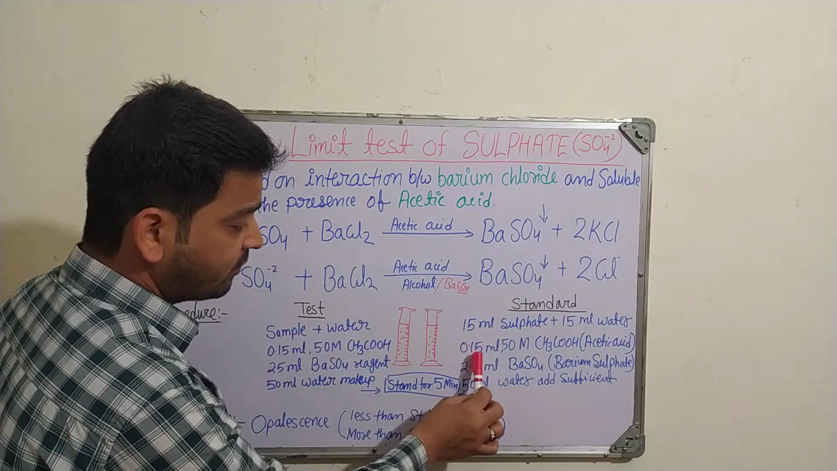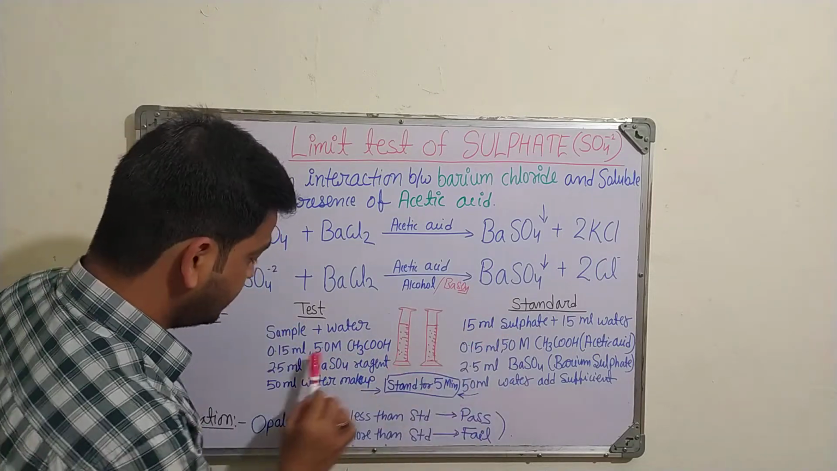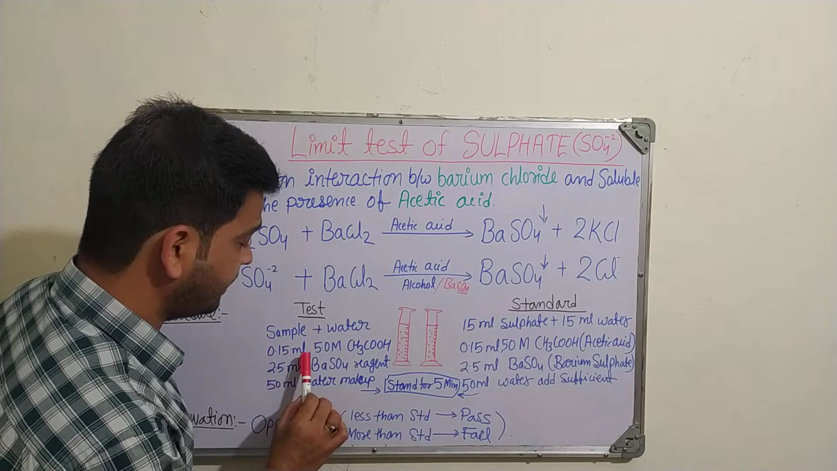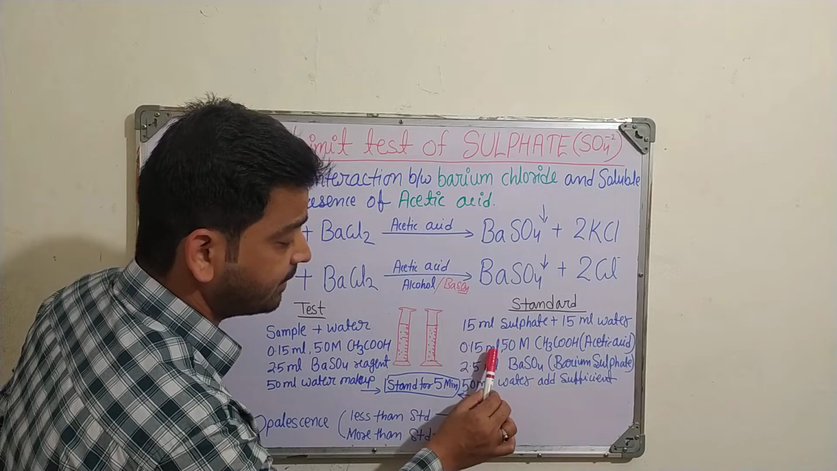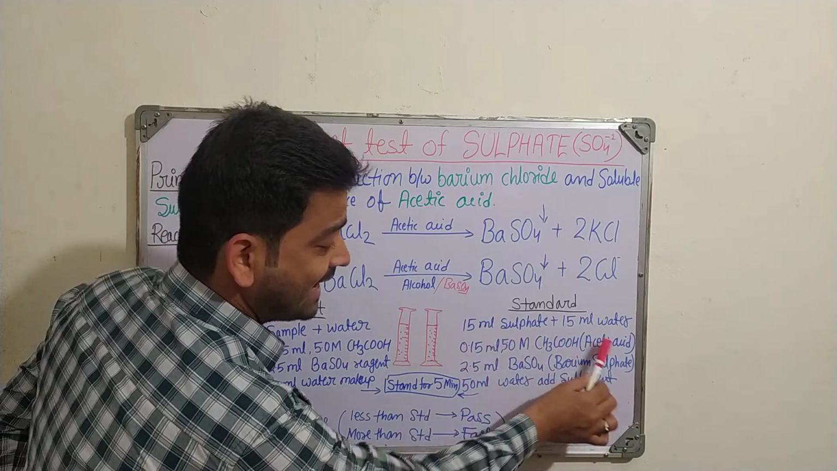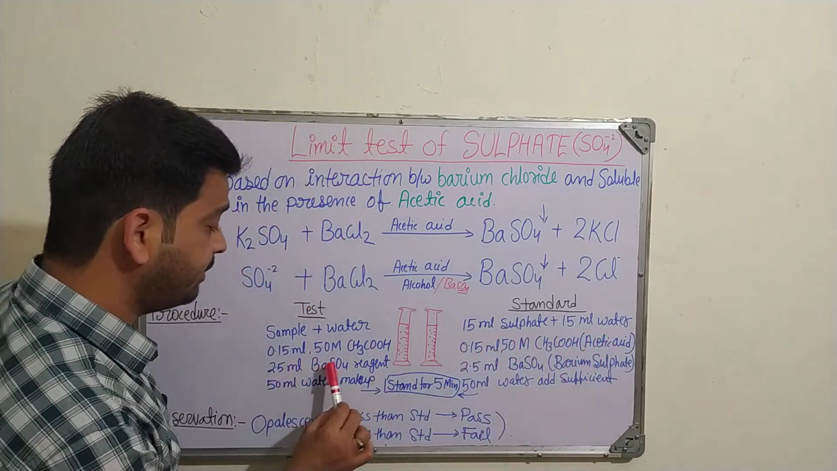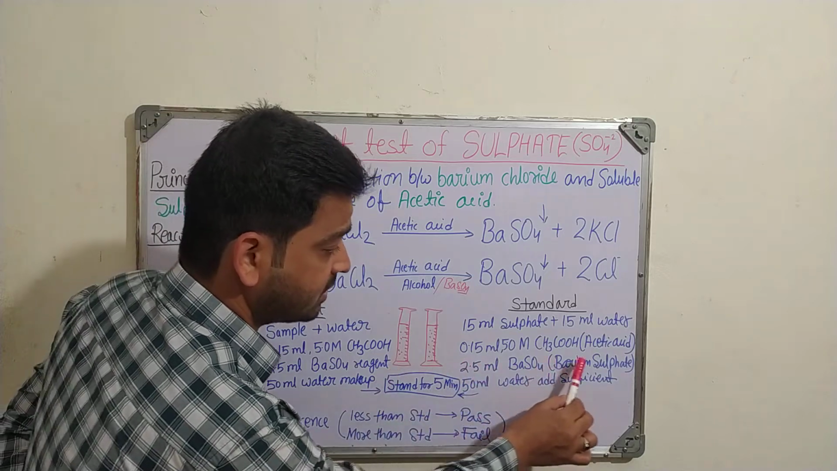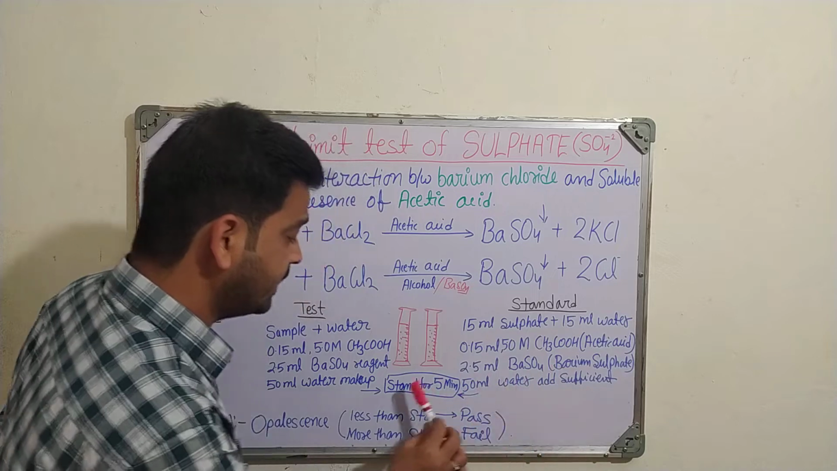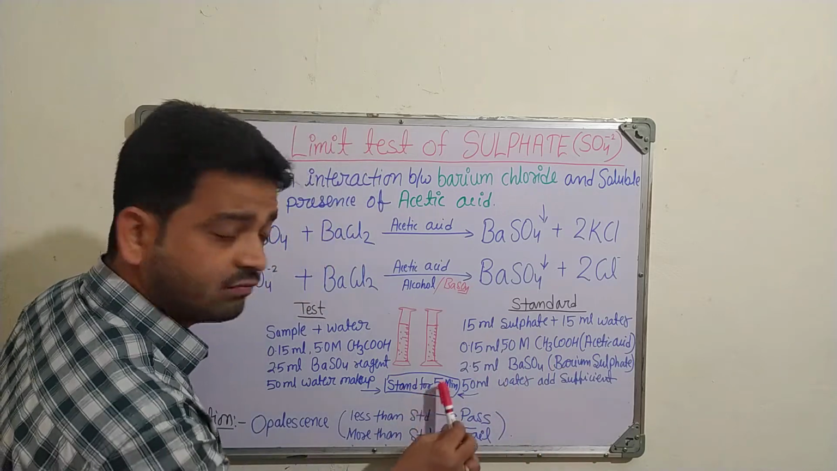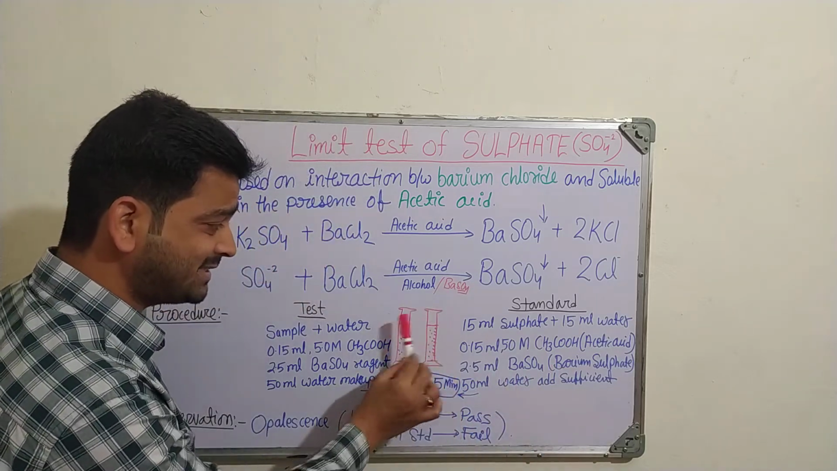Then, from here onwards, the same: 0.15 ml of 5.0 molar acetic acid, 2.5 ml barium sulfate reagent, and a 50 ml water makeup. Allow it to stand for 5 minutes, both the test and the standard.